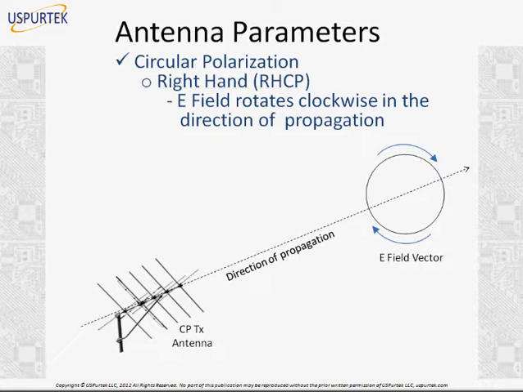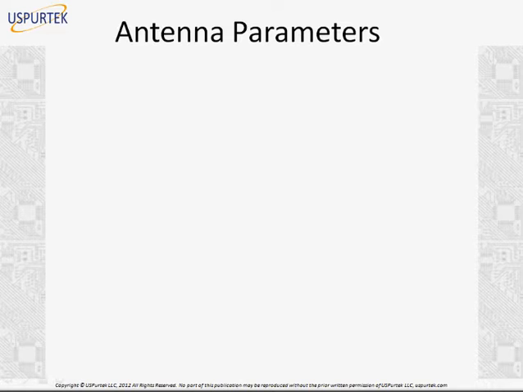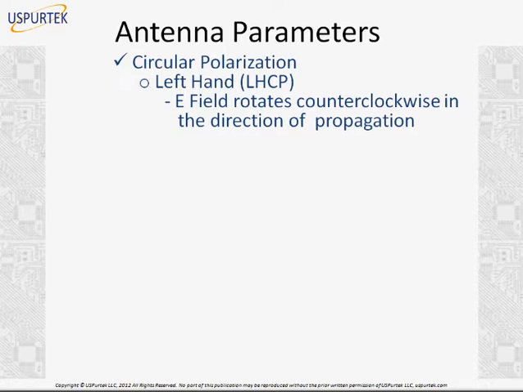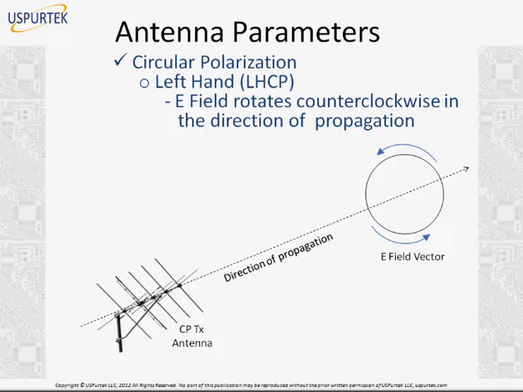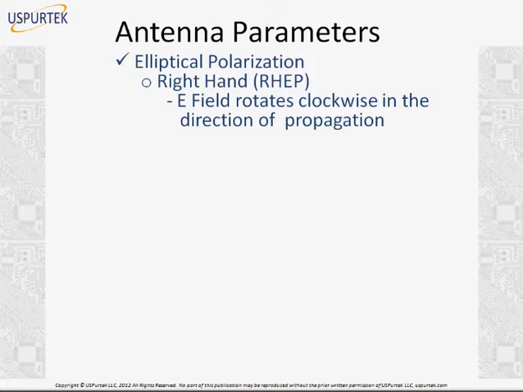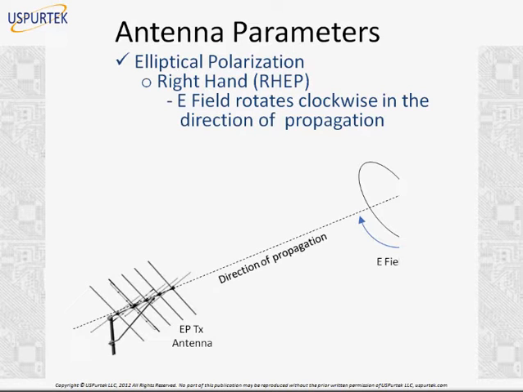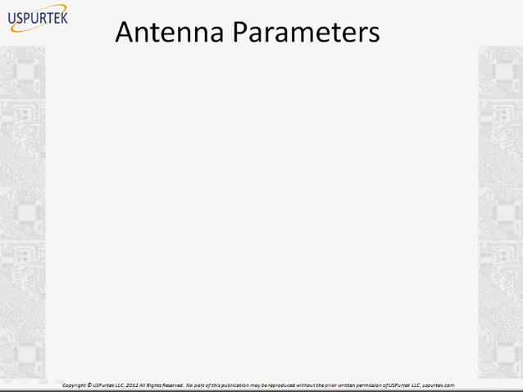Now the circular polarization: right-hand means that if you look in the direction of propagation, the E field is rotating in the clockwise direction. If you have left-hand, the electrical field will rotate counterclockwise, like this. Then elliptical: you don't have a perfect circle, but an ellipse is traced by the electrical field. If the electrical field rotates in an ellipse clockwise, this is the right-hand elliptically polarized signal.